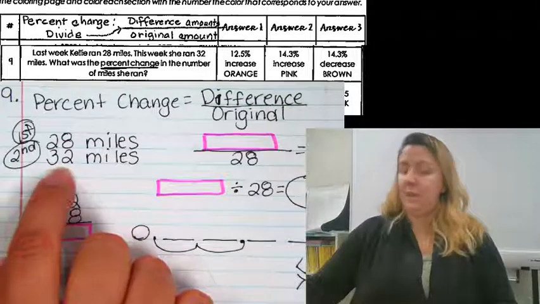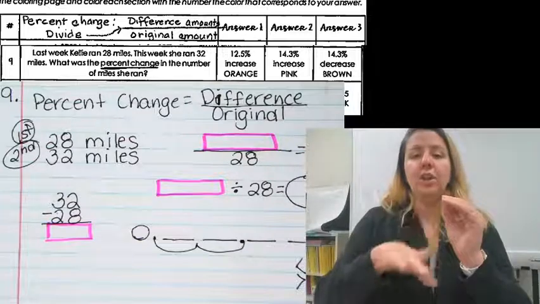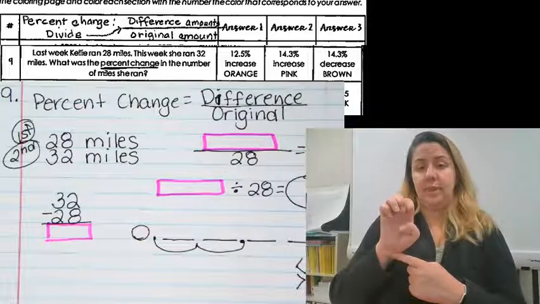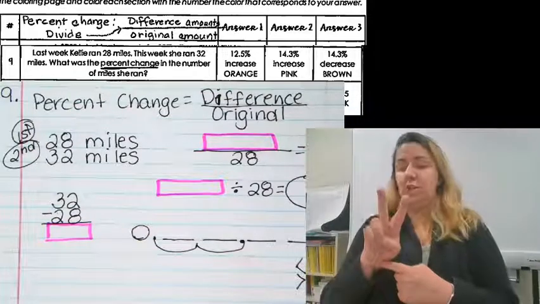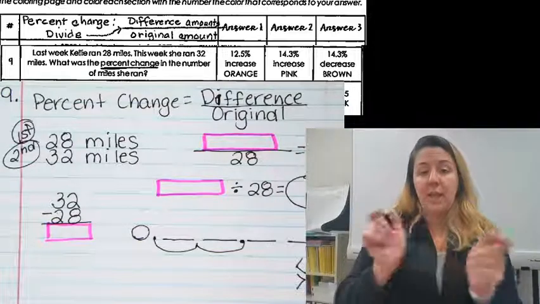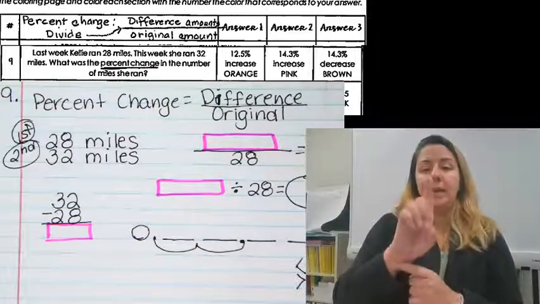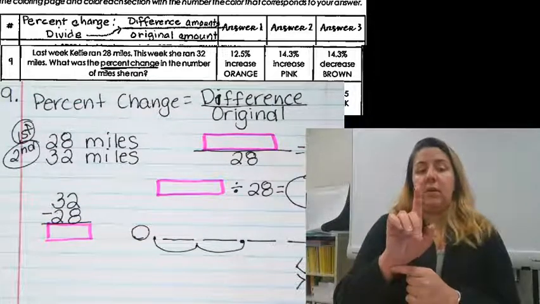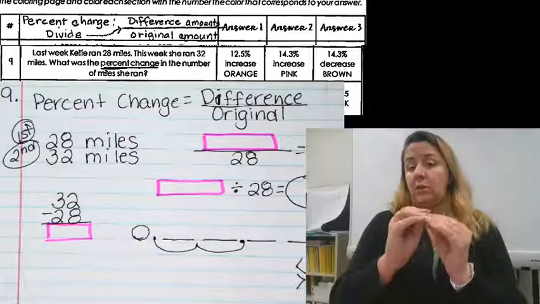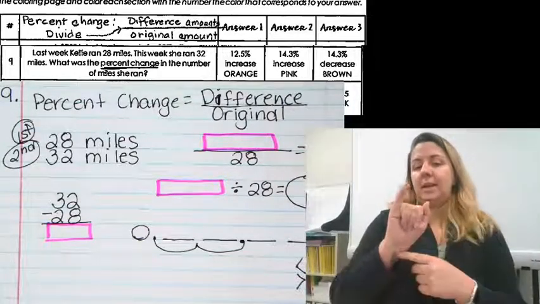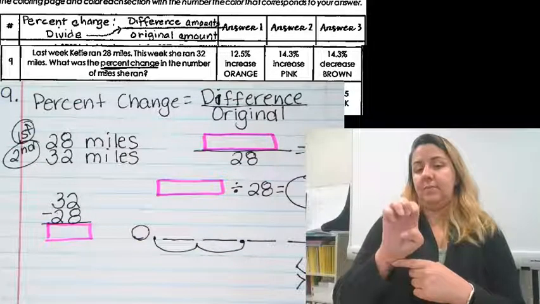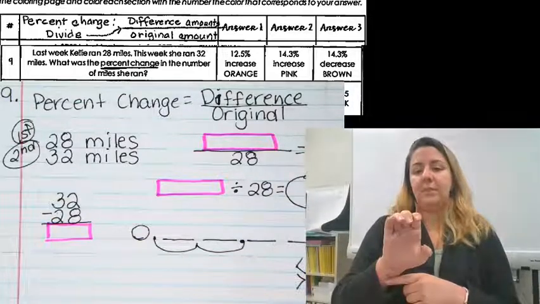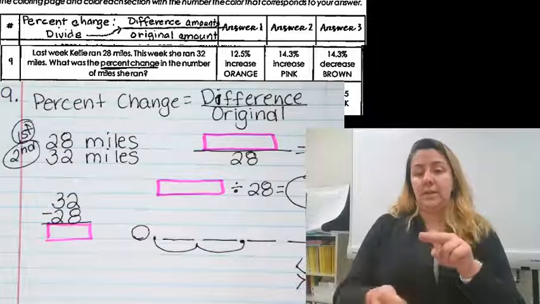If 32 is more, you're going to pick increase. Okay? If 32 is less than 28, smaller, you're going to pick decrease. Okay? So 32 more, increase. If 32 is less, then you pick decrease. Okay?